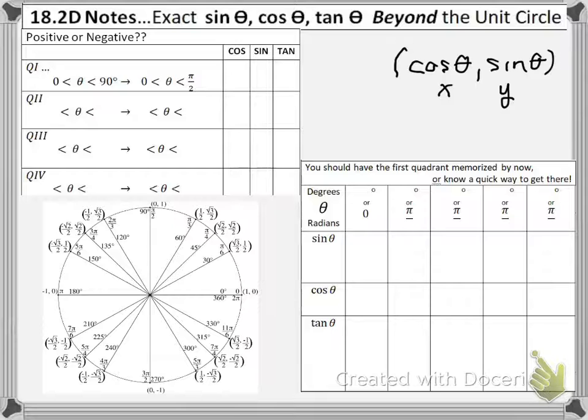Let's look at the next. Let's just talk about signs while we're here. In quadrant 1, we have positive x's, positive y's. That means positive cosine, positive sine, because this is my x on the cosine, this is my y on the sine, and tangent is y divided by x. Positive divided by positive will still be positive.